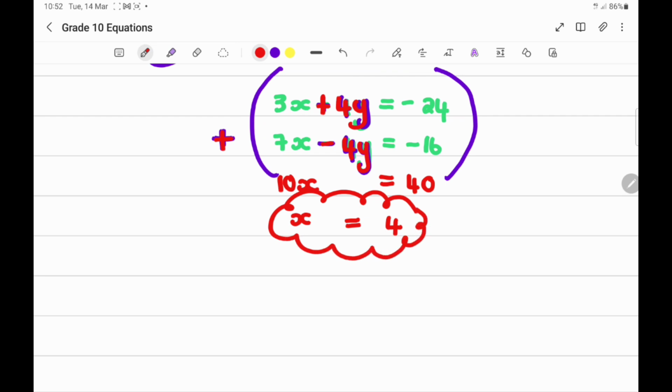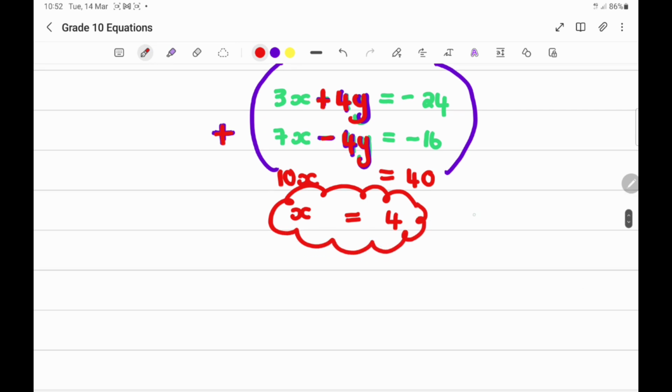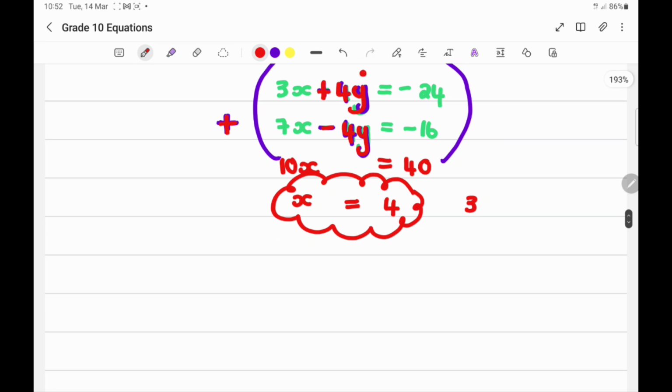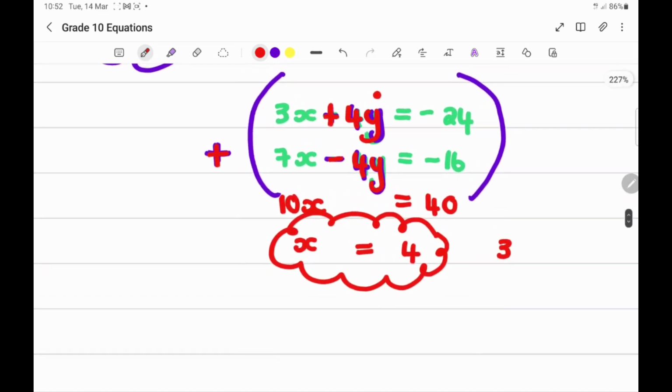Whoop-de-doo, so happy, we've got x. Now we're going to replace x into any one. So I'm going to do the top one. Just be careful. I had somebody in the class today who got the x value correct, but replaced it accidentally into the y. So just make sure that you replace x is 4 into the correct place.